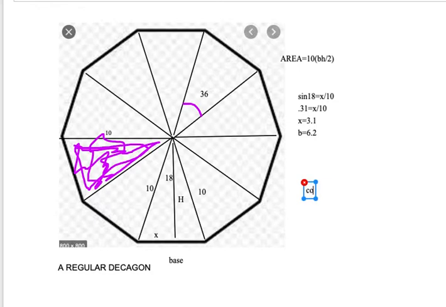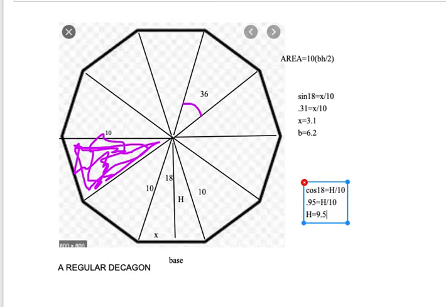So I will do cosine 18 degrees equals adjacent, which is the height, over the hypotenuse. Again, I'll use my calculator to see what cosine 18 degrees is. It's 0.95. So I have 0.95 equals the height divided by 10. Okay, multiply both sides by 10. It looks like I'm going to have the height is 9.5.